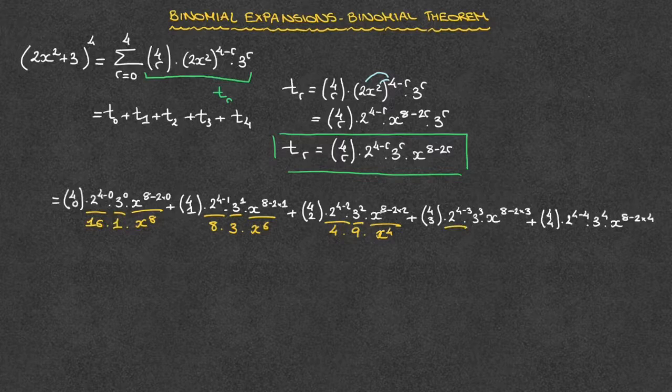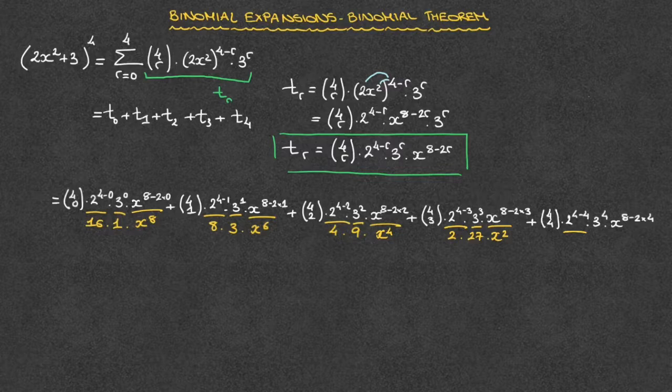We have 2 raised to the power of 4 minus 3, so that's 2 to the power of 1, which is 2, times 3 raised to the power of 3, and 3 to the power of 3 is 27, and that multiplies x raised to the power of 8 minus 2 times 3, so that's x raised to the power of 2.